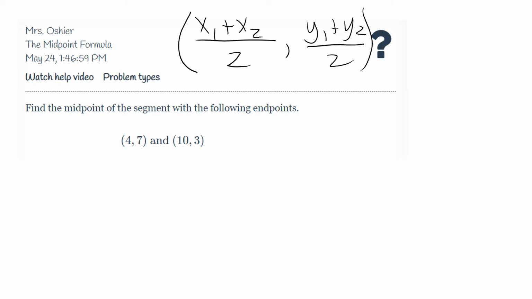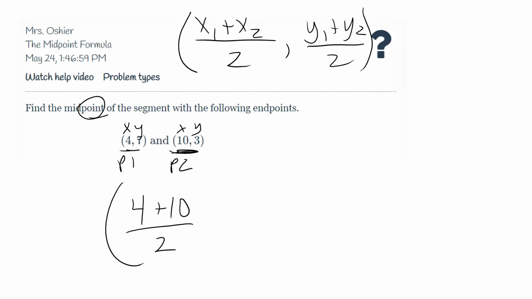So if we're given two coordinates for the endpoints of a segment, we simply substitute them in. Remember, each coordinate is x, y. You can choose which one's point 1 and point 2. I'm going to have this one be point 1 and this one be point 2. So I'm going to add my x's: 4 plus 10 divided by 2. This is going to be a midpoint, so my answer needs to be a coordinate. 7 plus 3 would be my two y values divided by 2.